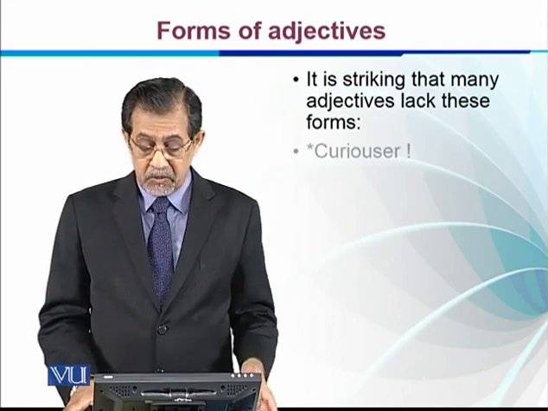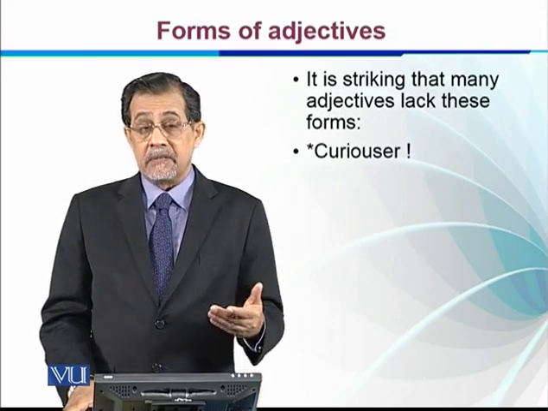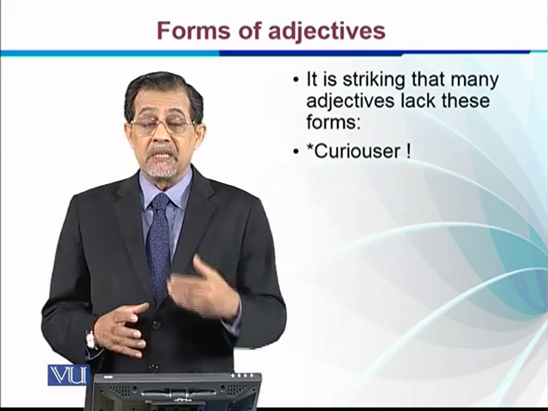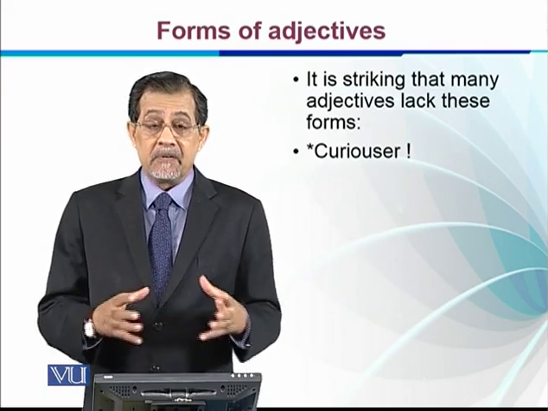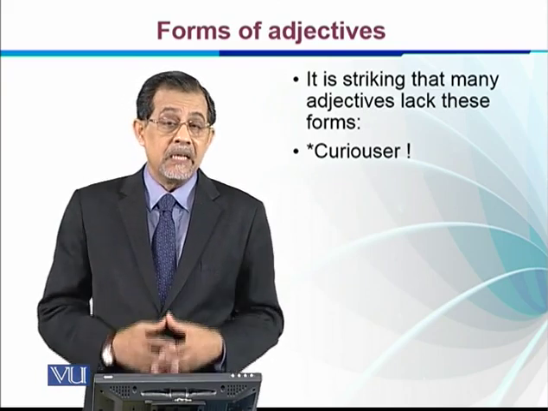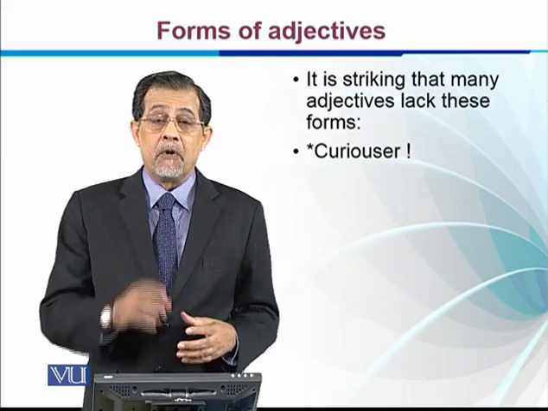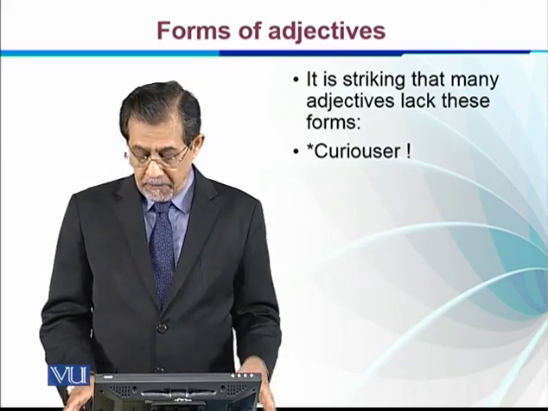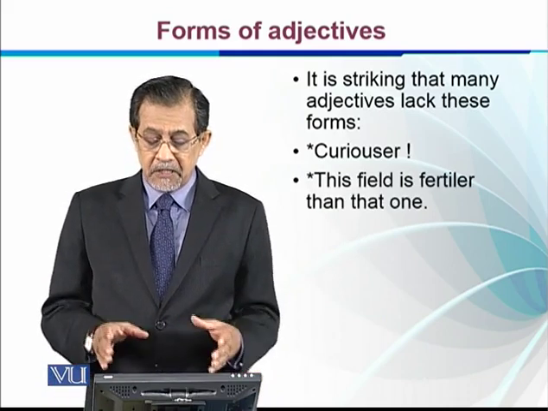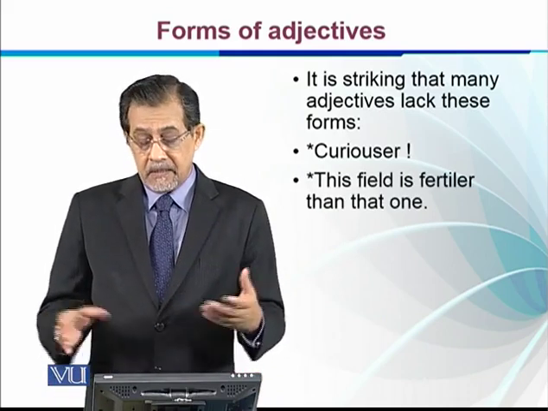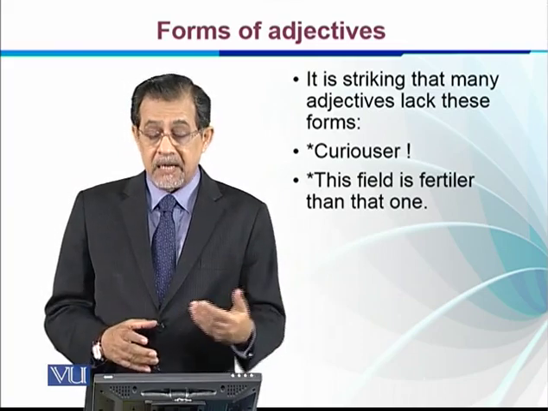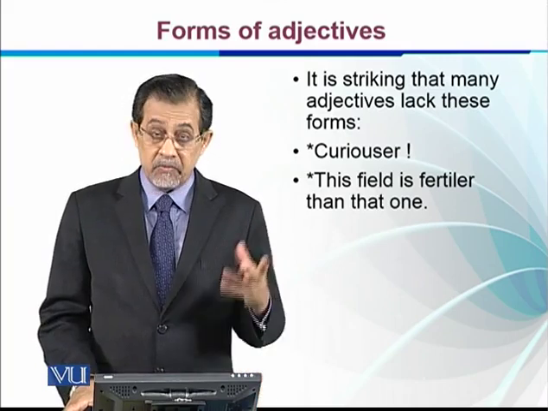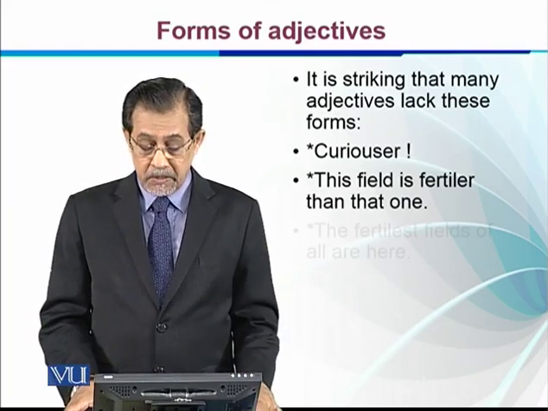For example, let's look at this. Curious, curiouser. So we have made this comparative, but you can see that this is an incorrect form of the adjective. We do not use curious in this form. This field is fertiler than that. We do not use fertile with the comparative degree like this. So what do we do? We'll come on to it.